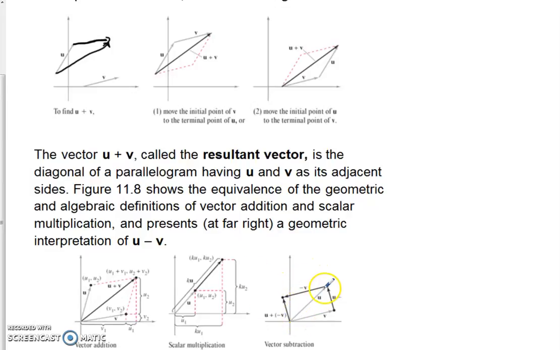But remember, u minus v is equal to u plus the opposite of v, and that's what you're seeing here. Here's u, here's v. The opposite of each of those are going the other way, and so that's what you can see: u plus the opposite of v. The direction matters here, so remember that.